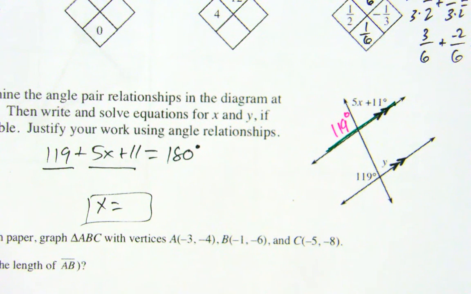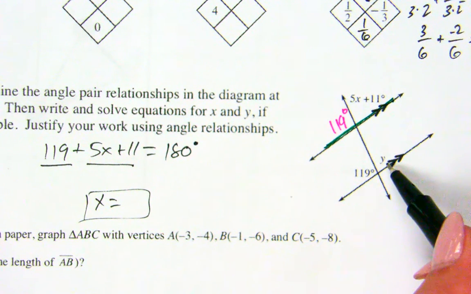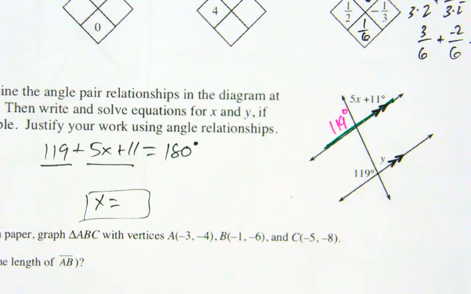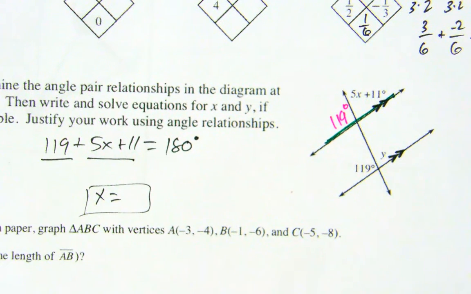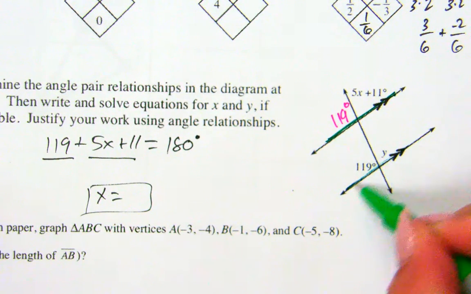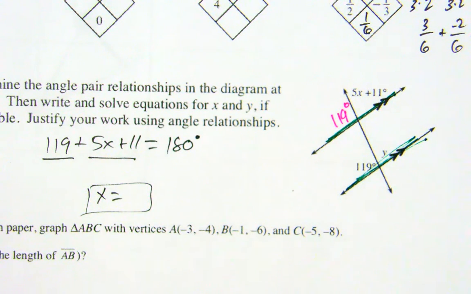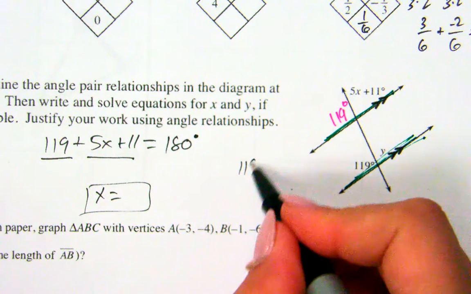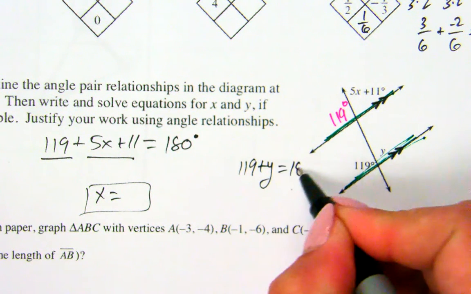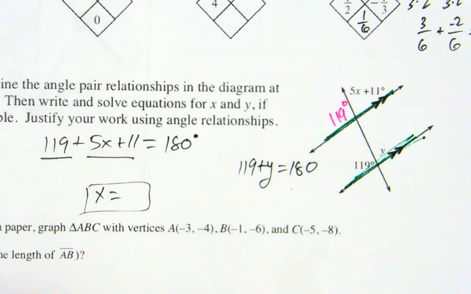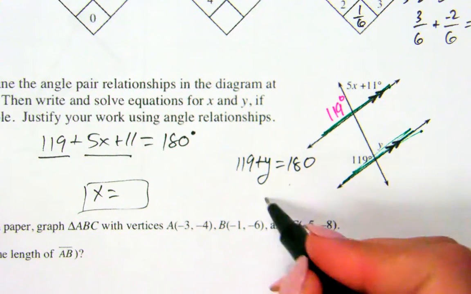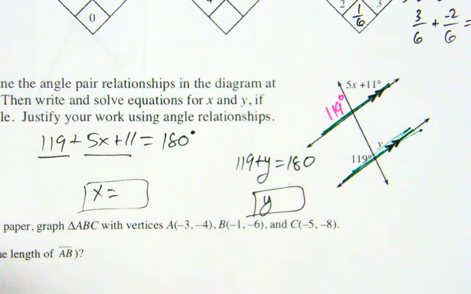Alright, but you're not done yet. You still have to find y. And it's the same thing for y. 119 and y are both on a line together. So 119 plus y should equal 180. Okay? And you should get a value for y. So those are those two for 113.